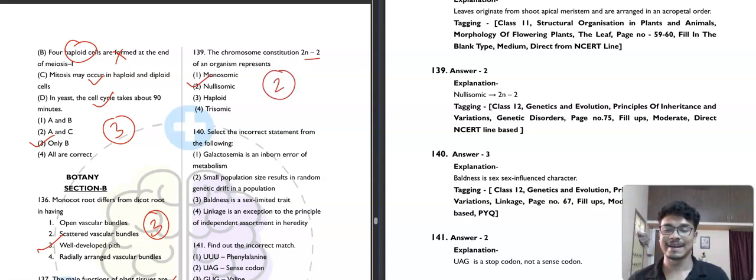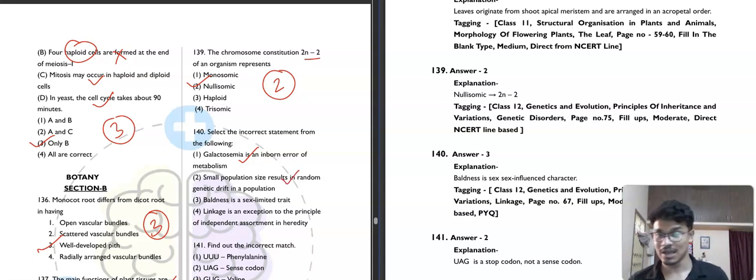Then select the incorrect statement from the following. Galactosemia is an inborn error of metabolism. Okay, this is the incorrect statement? No, galactosemia is an inborn error of metabolism. Correct. Then a small population size results in random genetic drift in population. This is also correct. And baldness is a sex limited character.